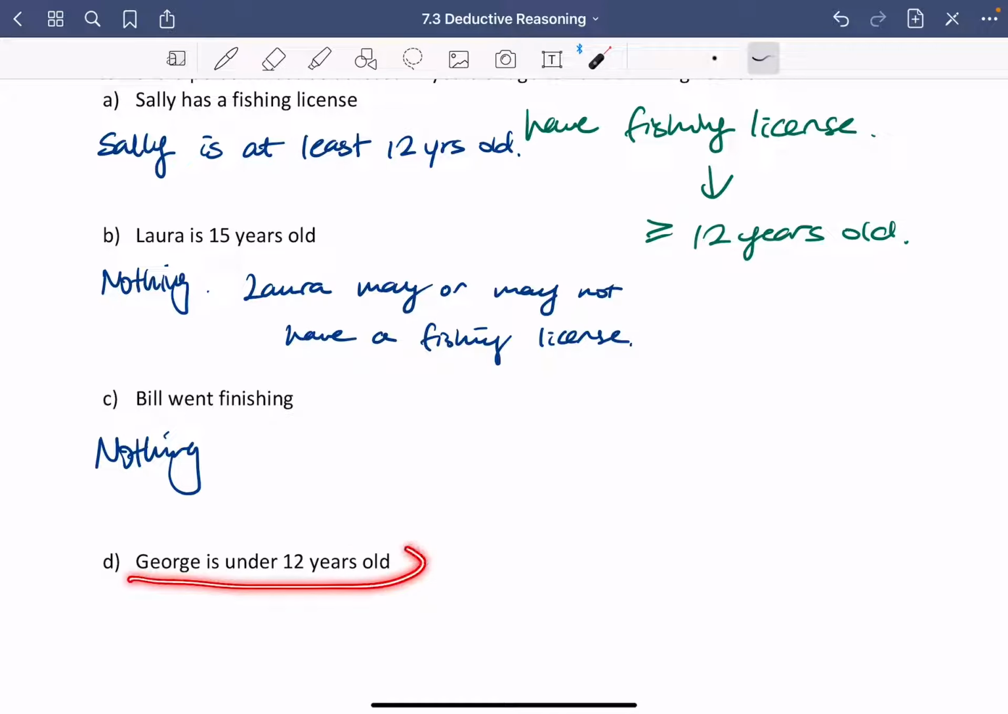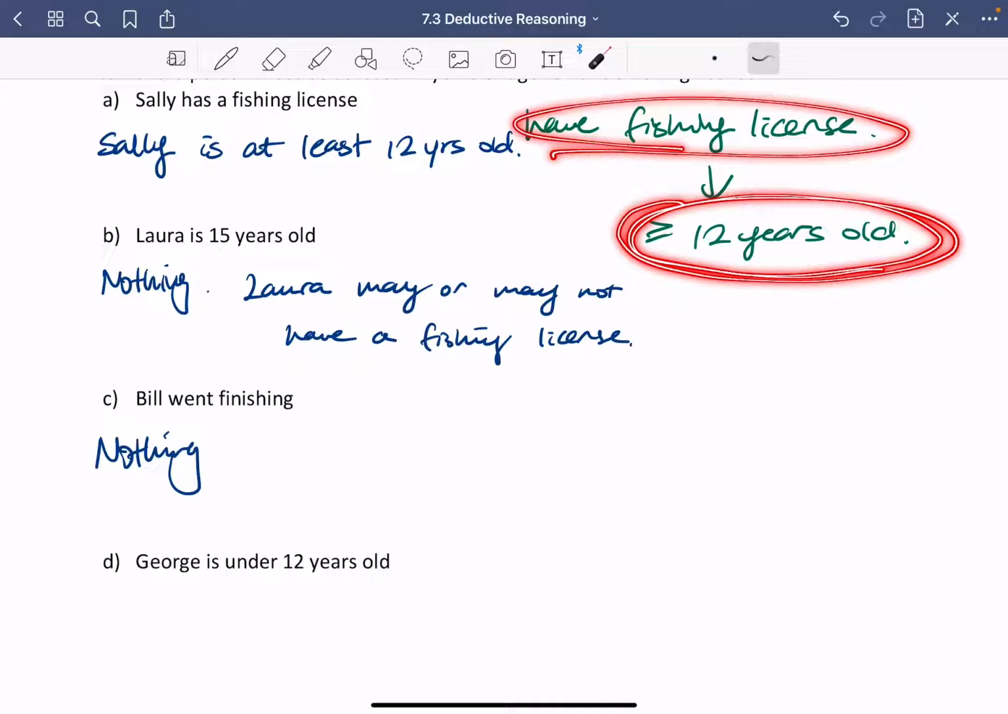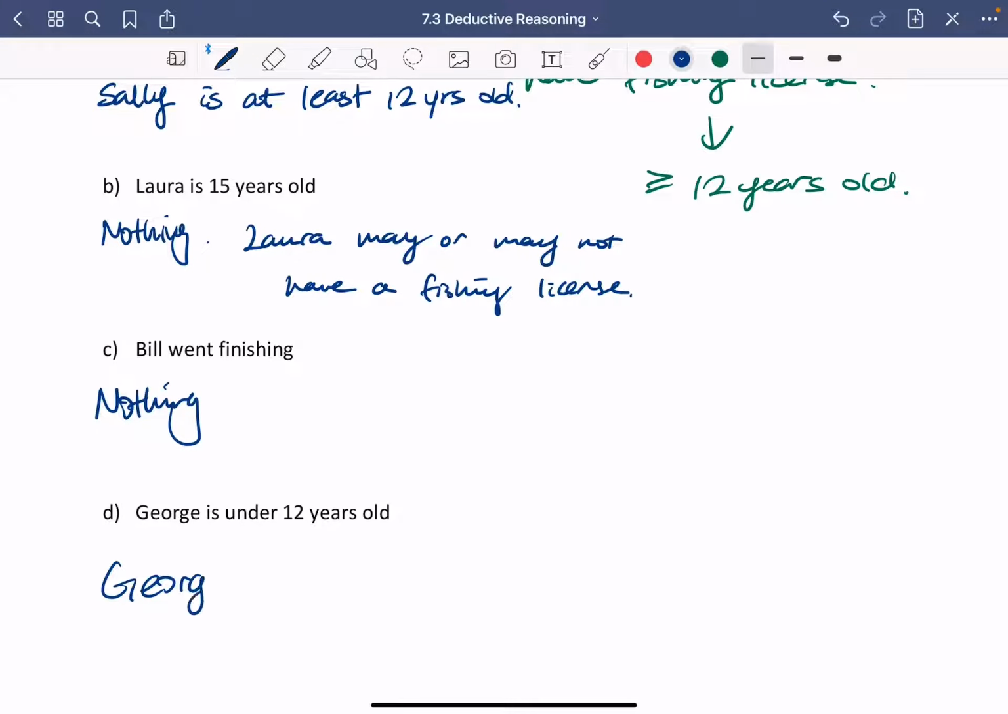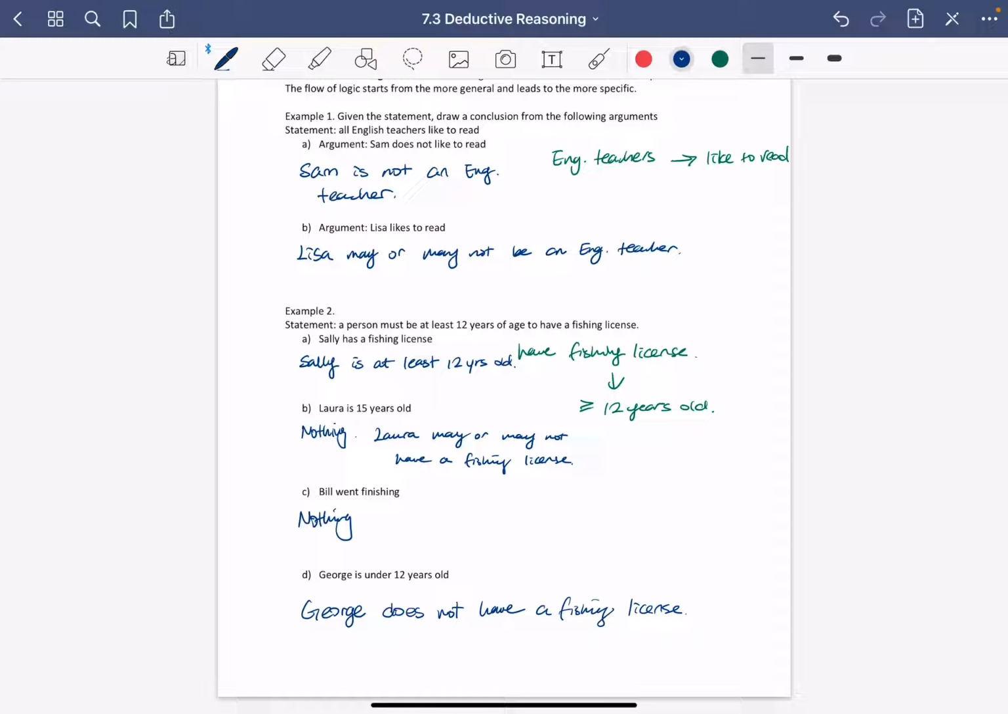The last example, George is under 12 years old. Okay, we know anyone who is greater than 12 years old could have a fishing license. Now, if someone is less than 12 years old, then what do we know? We know that George does not have a fishing license. Because you have to be at least 12 to get one. If you're underage, then you don't have an opportunity to get one. So we know for sure that he does not have a fishing license.